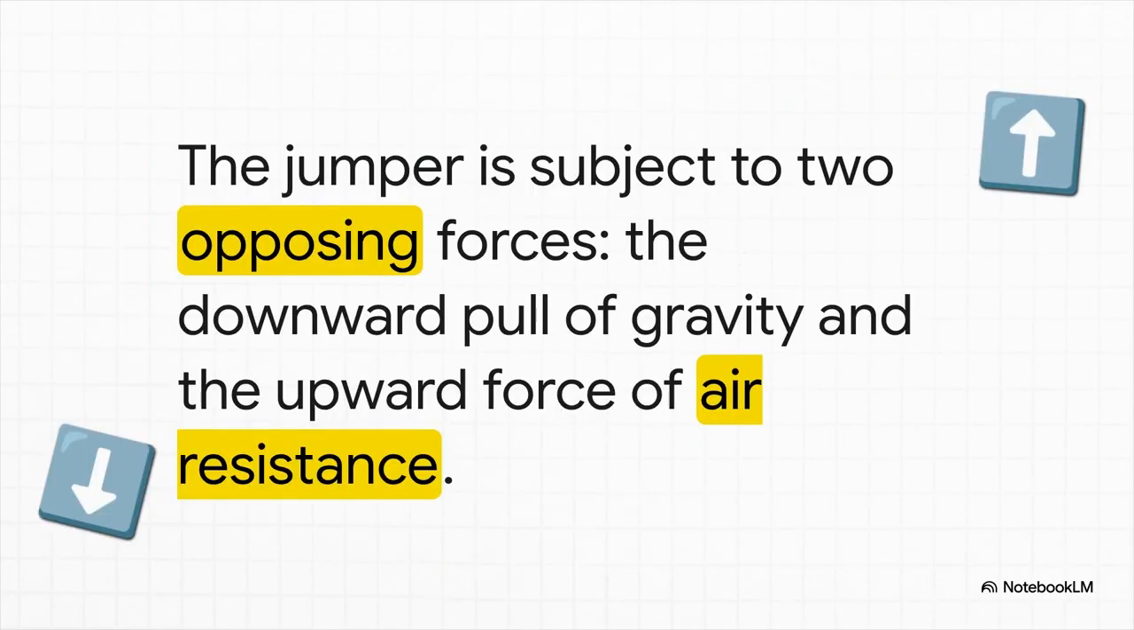So for our bungee jumper, the essential features are actually pretty straightforward. You've got gravity pulling them down, and you've got air resistance pushing them up. That's it. That's the core of the problem. The jumper's entire motion is basically a tug-of-war between these two opposing forces.